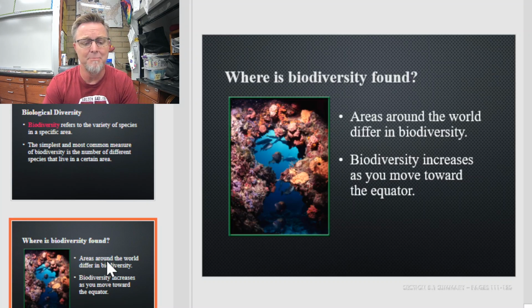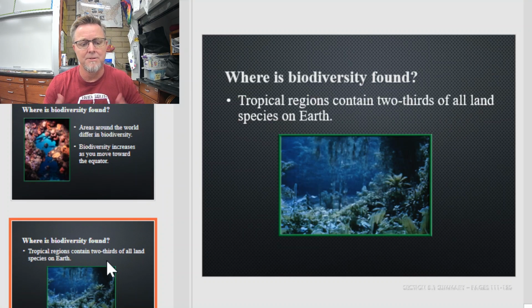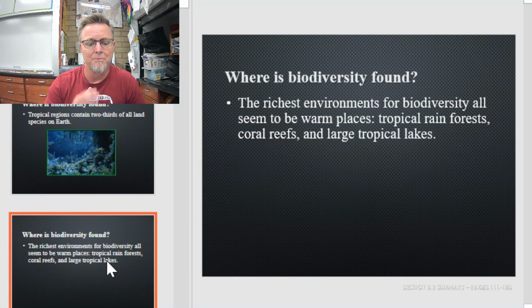Now, where do we find biodiversity? Areas around the world will differ in biodiversity. It tends to increase as you move towards the equator. Some of the most diverse places on land are the tropical rainforests, and in the water, you guessed it, coral reefs. Tropical regions contain two-thirds of all the land species on the planet, and likewise for coral reefs. The richest environments for biodiversity all seem to be warm: tropical rainforests, coral reefs, and large tropical lakes.